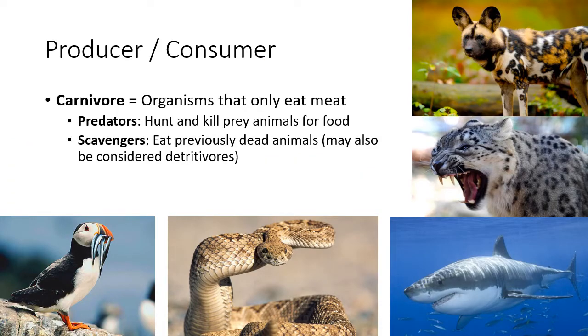For carnivores, those are organisms that only eat meat or only eat other animals. We have 2 different types. We have predators, which actively hunt and kill animals for food, and then we have scavengers, which eat previously dead animals.